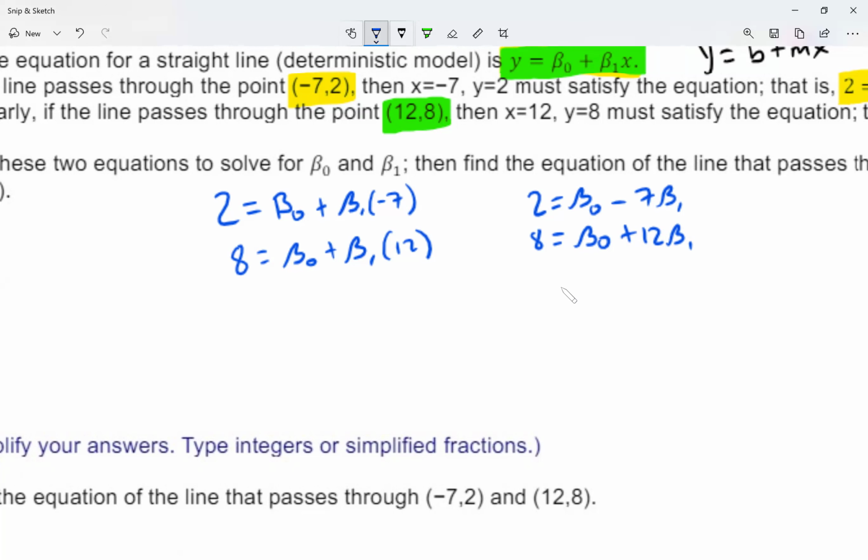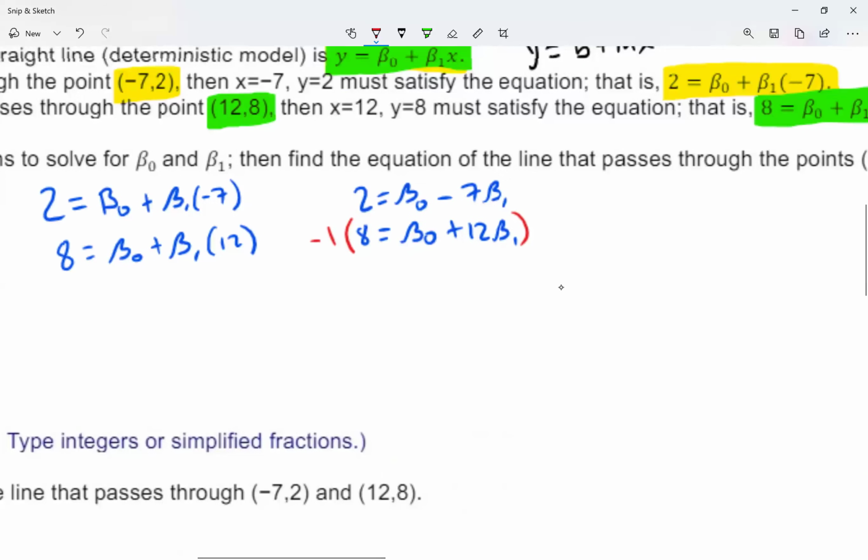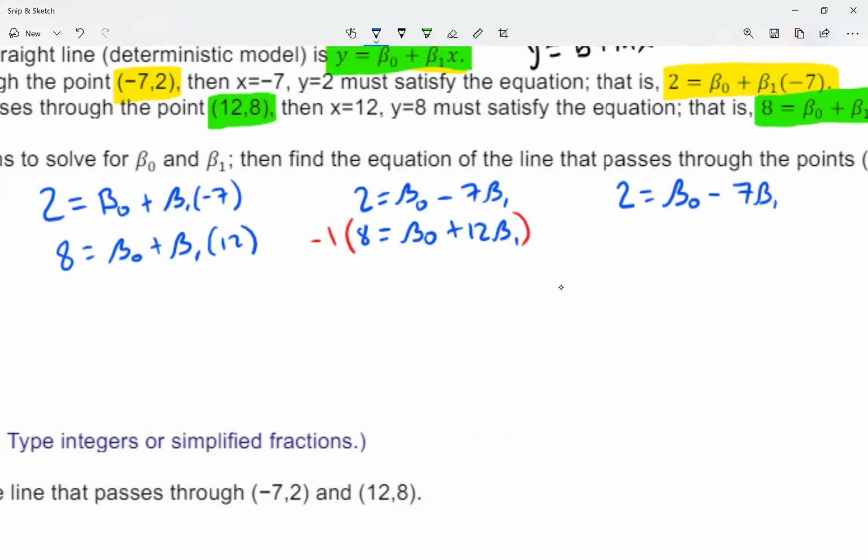But when I look at my betas, my beta 0 is easy to cancel out. I can cancel them out if one of them is positive 1 and the other one is negative 1. So I'm going to multiply it. In this case, let me multiply everything here by negative 1. So my first equation, I have 2 is equal to beta 0 minus 7 times beta 1. Right? Nothing on the first equation.